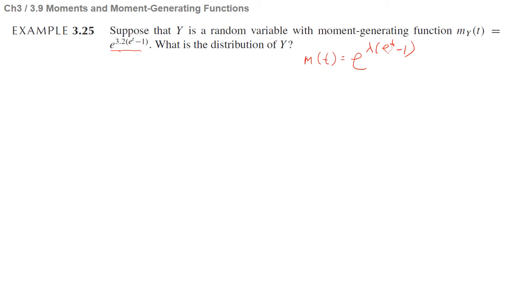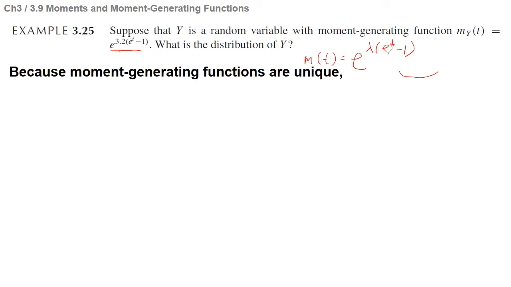And actually, this is a very important property: there is a one-to-one correspondence between the moment generating function and the probability distribution. So it's uniquely determined. Because the moment generating functions are unique, if our moment generating function looks like this, then the variable y follows the Poisson distribution with lambda 3.2.